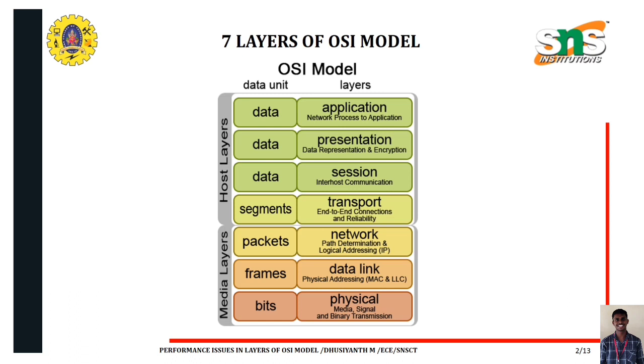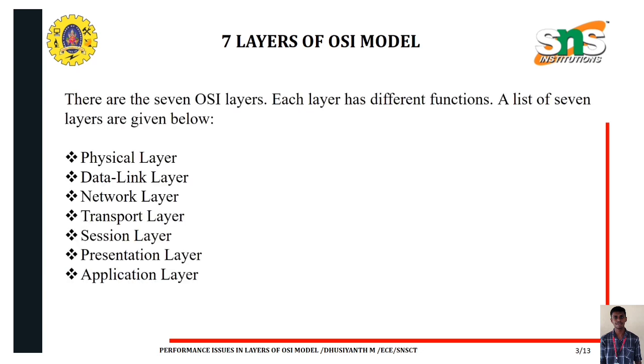And in these layers, the data is in the form of bits in the physical layer, and frames in the data link layer, and packets in the network layer, and segments in the transport layer, and data in all other 3 layers such as session, presentation, and application. There are 7 OSI layers. Each layer has different functions. These are the list of 7 layers.